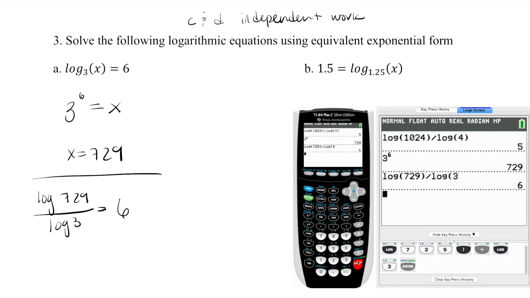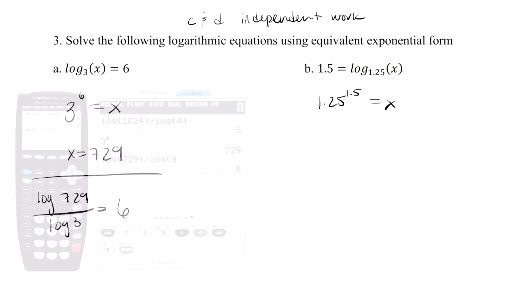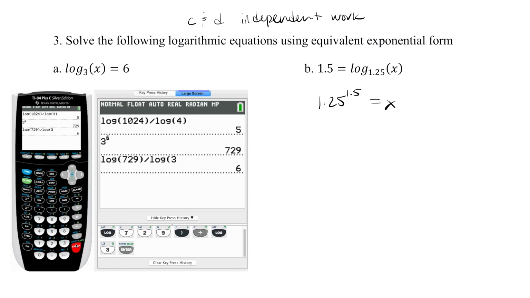Pause the video and see if you can rewrite this without any help. Now that you've paused your video, you should have rewritten this right here. And so let's use technology again. So 1.25, and then we use this little hat looking thing. And as the exponent, I'm going to put 1.5. Enter. And that gives me x. It's approximately 1.3975.